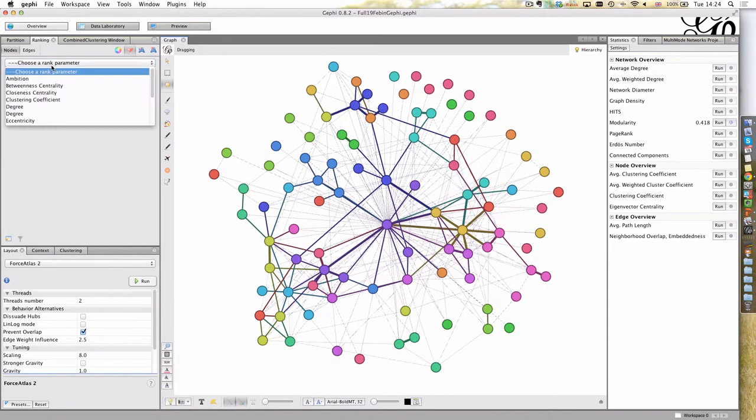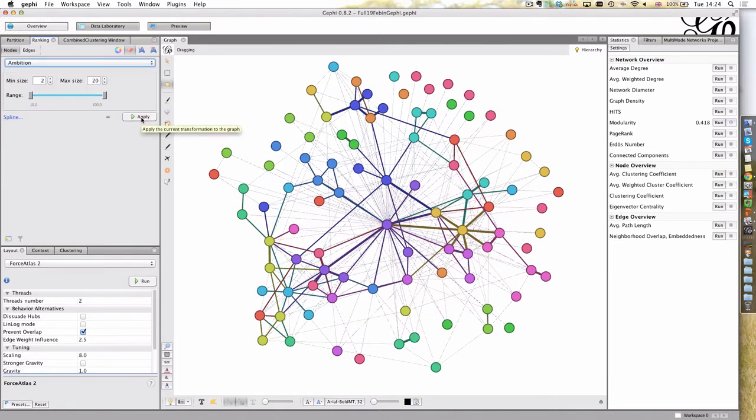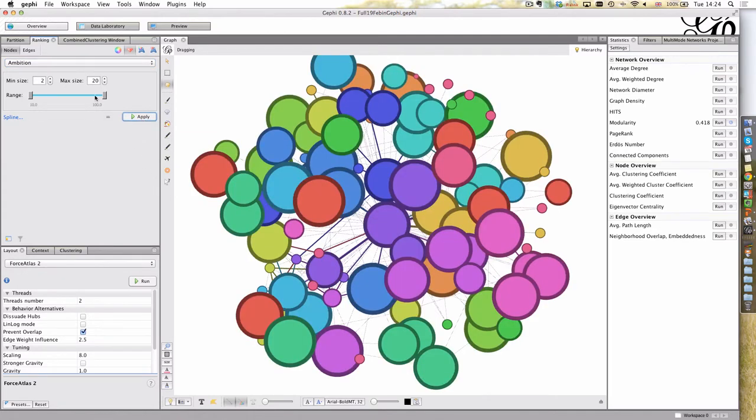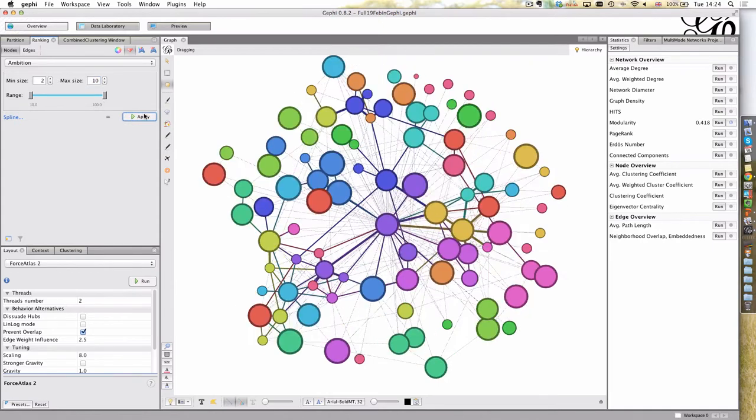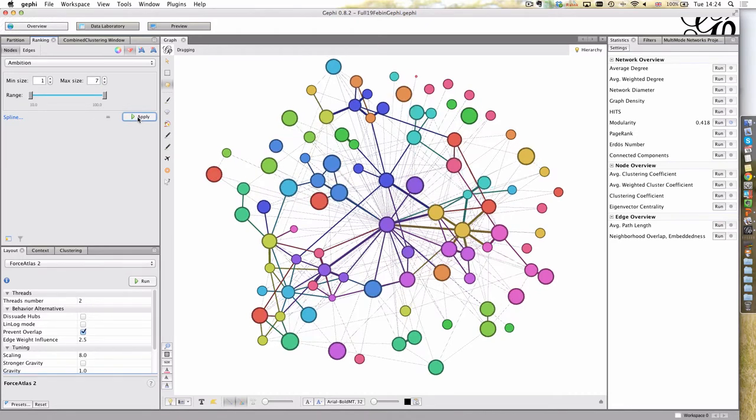Okay. Ambition, and we will make the size of the node relate to the ambition level, okay? And obviously, that's a very big ambition, so I will reduce the size of that to something manageable. Okay, probably here, 1, here, 7. Okay, that's a bit more clear.